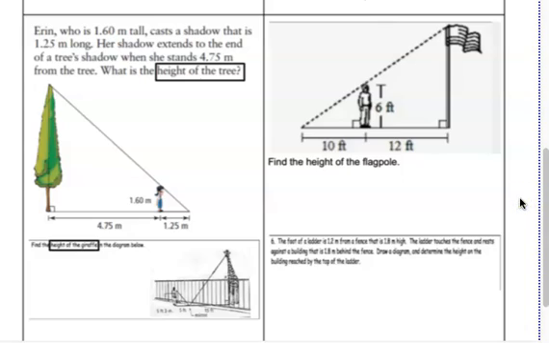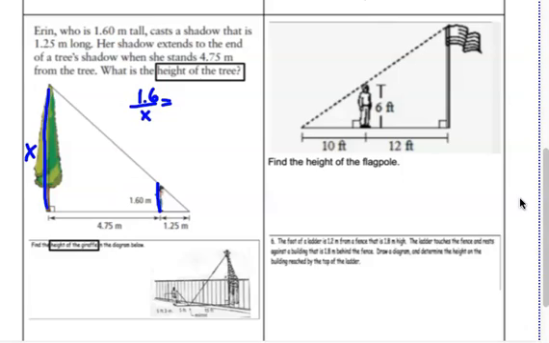All right, next one, Aaron, who is 1.6 meters tall, casts a shadow that is 1.25 meters long, and you can see that in the picture. Okay, her shadow extends to the end of a tree shadow when she stands 4.75 meters from the tree. So we want to know what is the height of the tree. Okay, the first ratio we can use, so what we want is the height of the tree, so this can be our x, and that's going to go with this 1.6. So the first thing I would use is 1.6 over x, or you could have that flipped, x over 1.6 would also be fine. Okay, we need to set that equal to something.